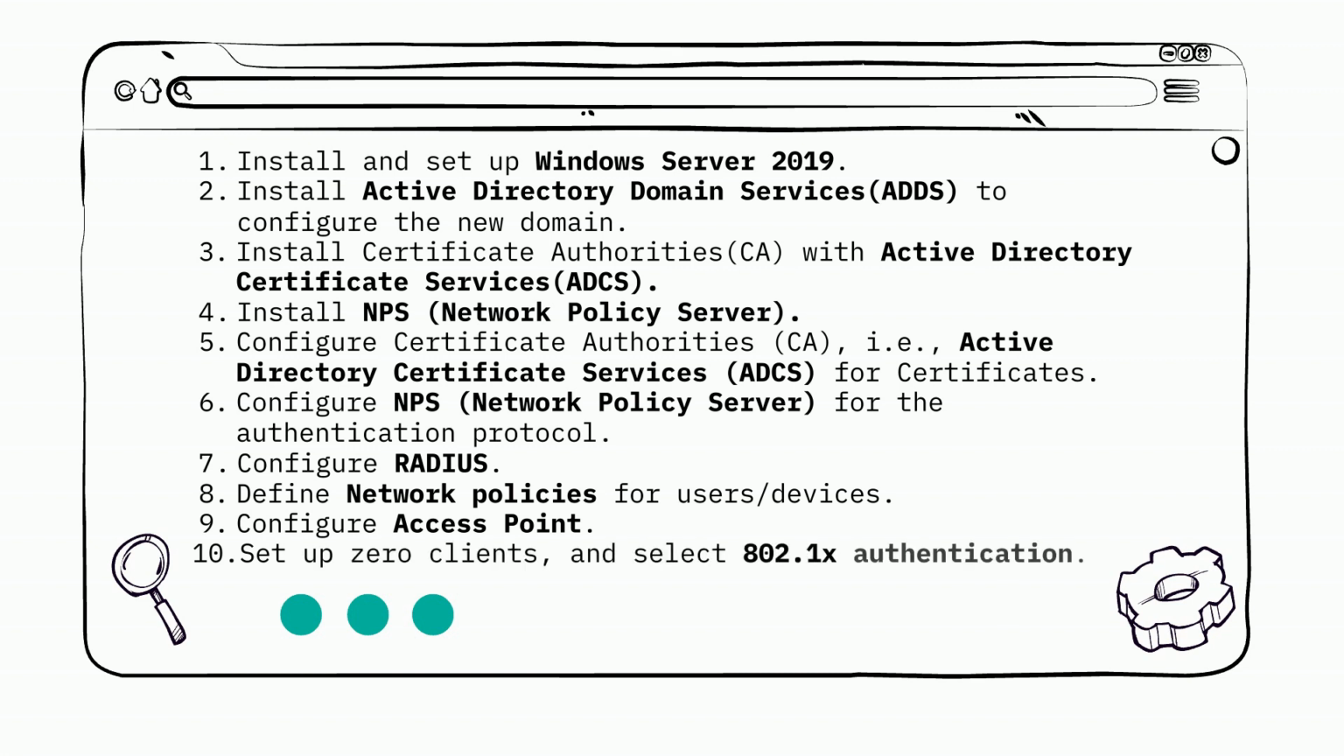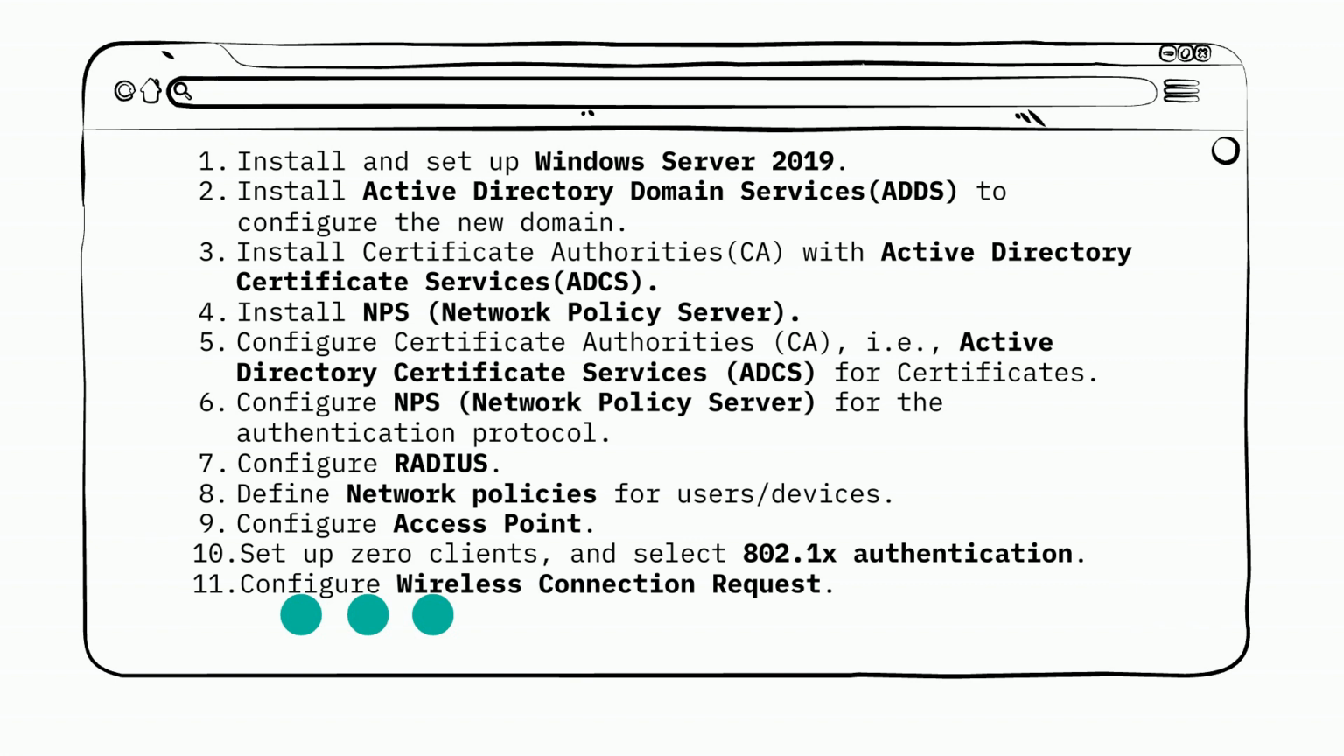Then configure certificate authorities, for example Active Directory Certificate Services for certificates, and configure Network Policy Server for the authentication protocol. Next, configure RADIUS and define network policies for users and devices. Configure the access point and set up the RADIUS client and select 802.1X authentication, and lastly configure the wireless connection request.